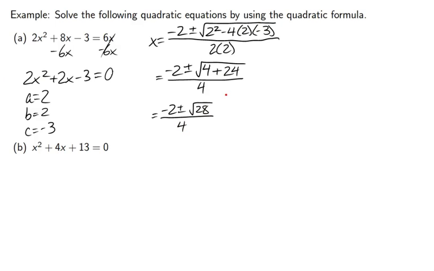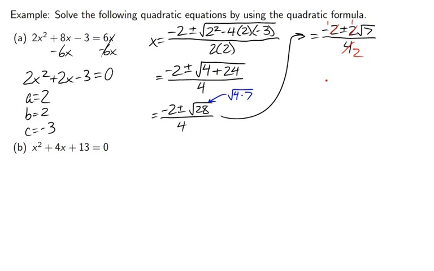So let me point something out. 28 is 4 times 7, right? So I can break this down and get negative 2 plus or minus 2 square root of 7 divided by 4. And now I see I can cancel out a common factor of 2. I get a 1, and the 4 becomes a 2. So I get negative 1 plus or minus the square root of 7, all divided by 2. And that is my final answer to this problem.